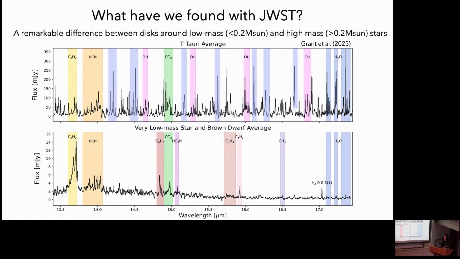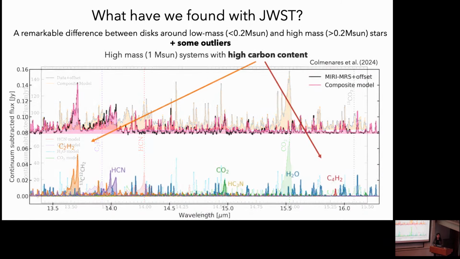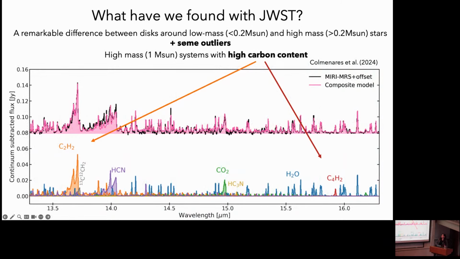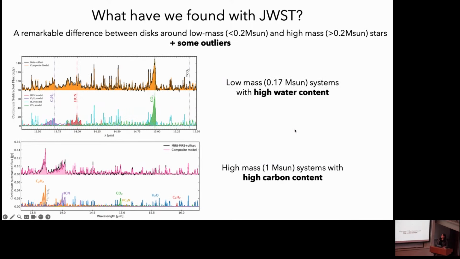But of course, there are outliers to this trend. For example, we have seen systems that are very low mass, so 0.17 or 0.2 solar masses, and still have a lot of water lines, so a lot of water content. And vice versa, we have seen systems that are very high mass, about a solar mass, but instead have very strong hydrocarbon emission and multiple hydrocarbons detected. So we have this trend with mass, but some outliers to it.